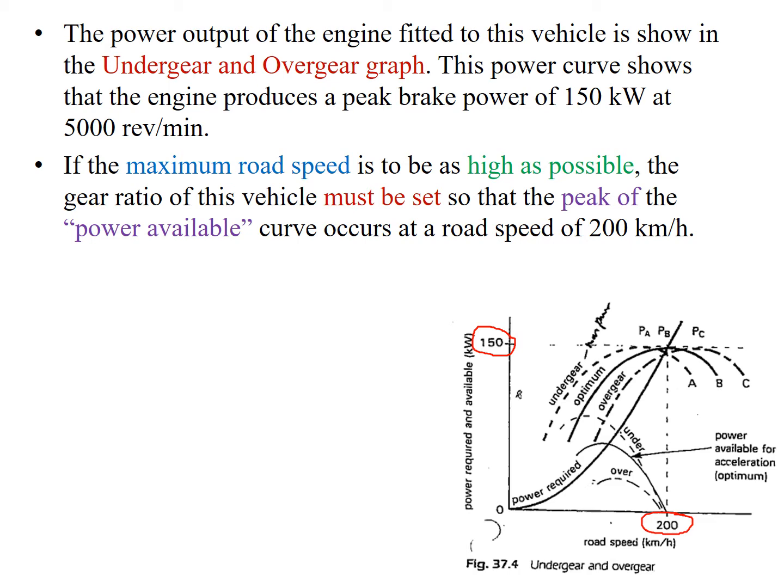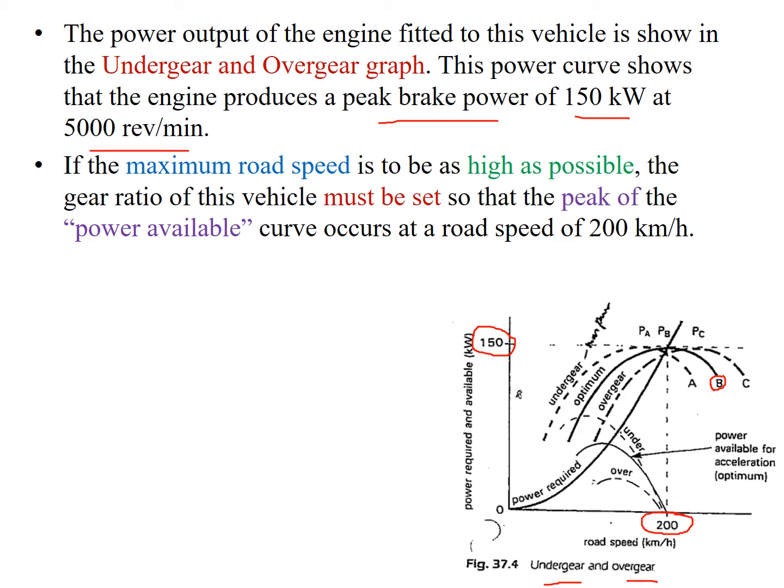The output of the engine fitted to this vehicle is shown in this under gear and over gear graph. The one in the middle, the B one, we consider as the optimum. If it is less than this, we call it under gear. More than this will be over gear. This power curve shows the engine produces a peak brake power of 150 kilowatt at 5000 revolutions per minute, RPM. We have seen this in the previous graph.